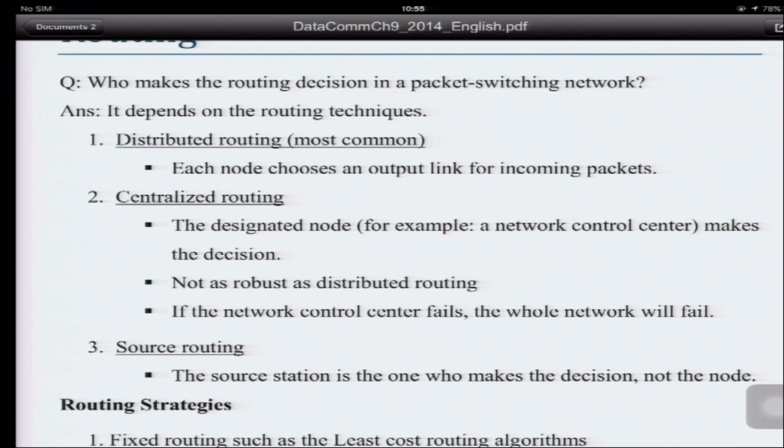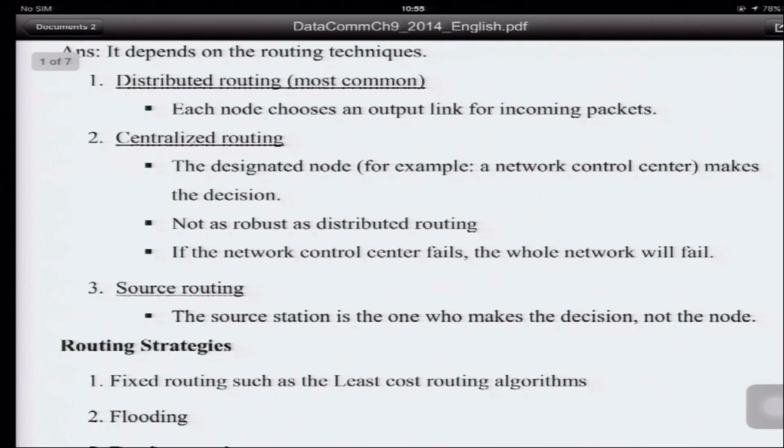This is not as robust as the distributed routing, but it may have been necessary because of the cost of the node in the past. The weak point is that if the network control center fails, the whole network will fail because there is no brain to make the decision anymore.